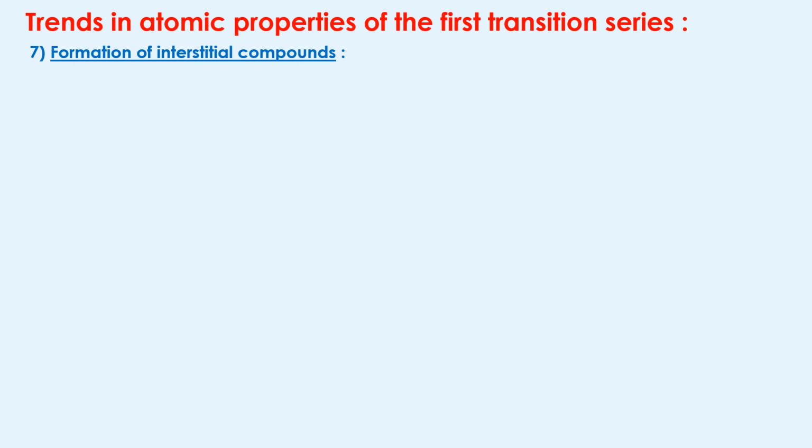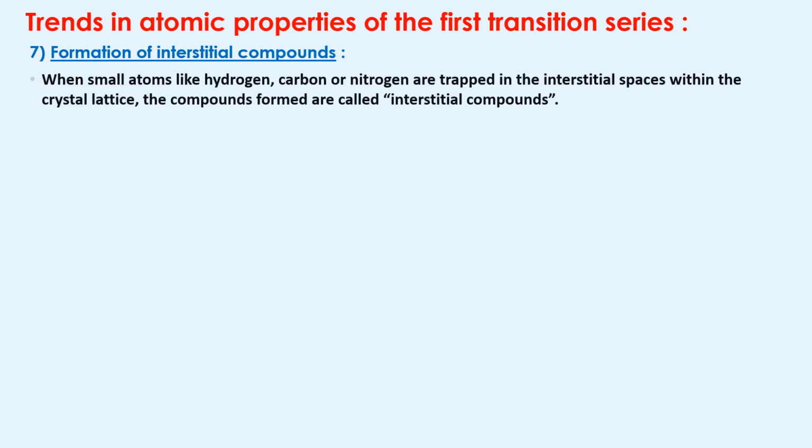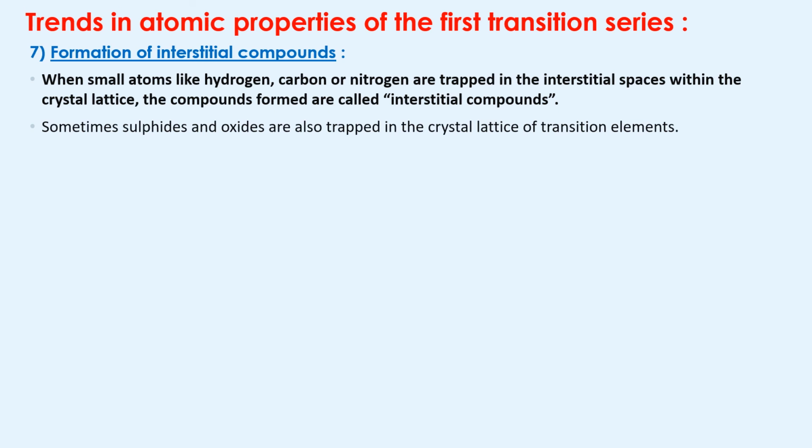Now we start with our next property, that is formation of interstitial compounds. What is the meaning of an interstitial compound? When small atoms like hydrogen, carbon or nitrogen are trapped in an interstitial space within the crystal lattice, the compounds formed are called interstitial compounds. Whenever a small atom, that may be hydrogen, carbon, or nitrogen, is trapped in an interstitial space within the crystal lattice, then the compounds formed are called interstitial compounds. Sometimes, besides hydrogen, carbon and nitrogen, sulfides or oxides may also get trapped in the crystal lattice of the transition element.